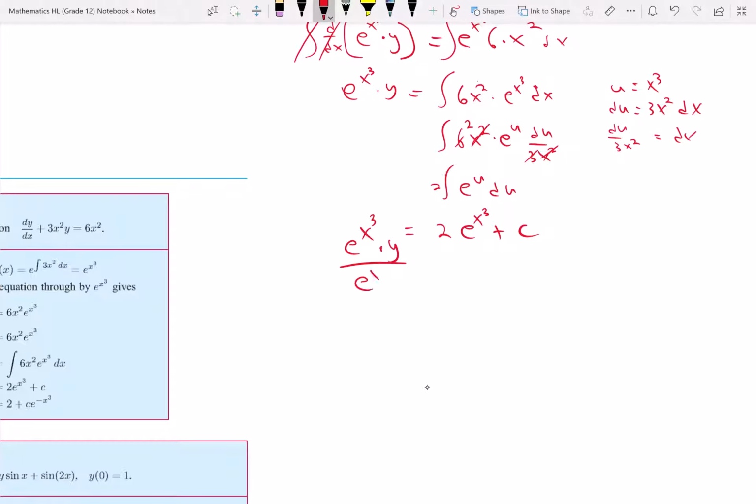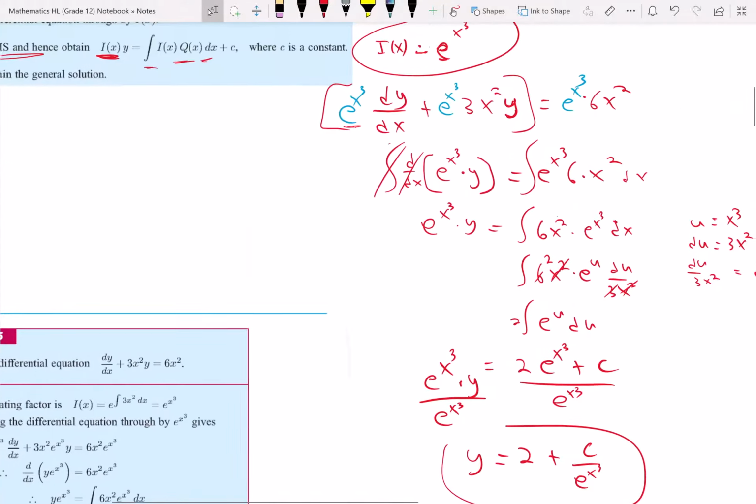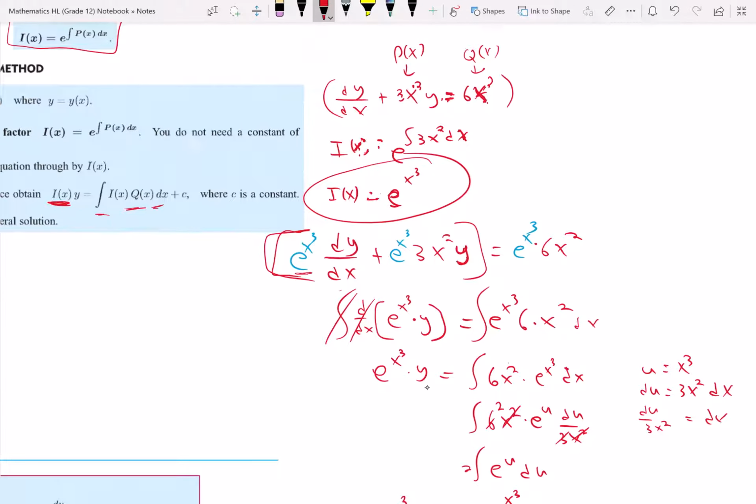We could solve for y, and we're going to get y equals 2 plus c over e to the x to the third, which is the same as what they're going to get over here, except they're going to rewrite that as e to the negative x to the third, bringing it up to the exponent. And so the real tricky piece of this is this step right here. You don't actually have to recognize anything. All you have to know is if you do this correctly, then whatever is on this left-hand side will always be the derivative of whatever your I of x is times y. It will always happen. And then your other side is whatever, and you integrate both sides.